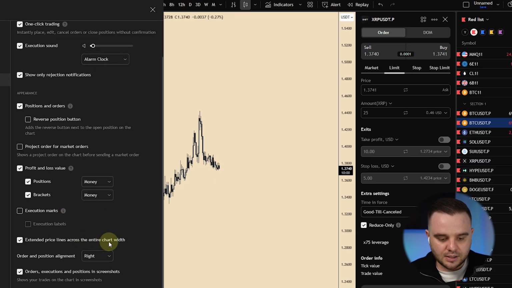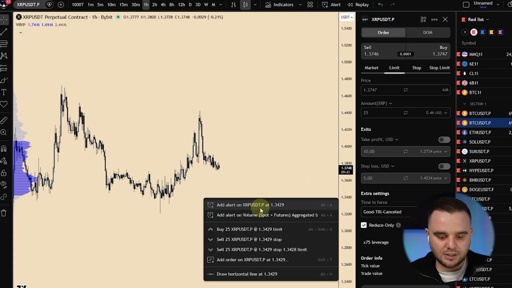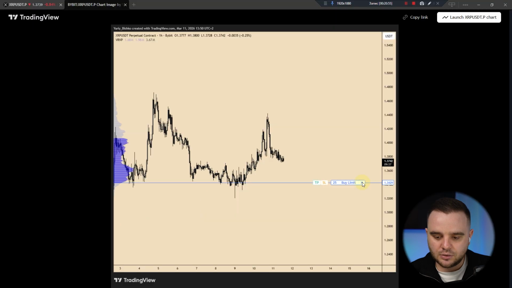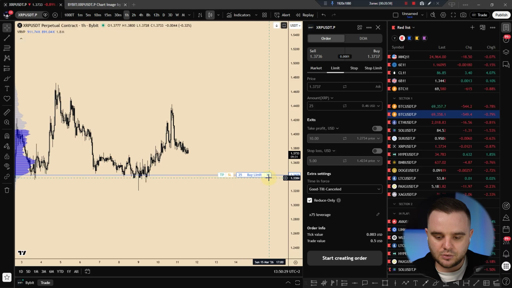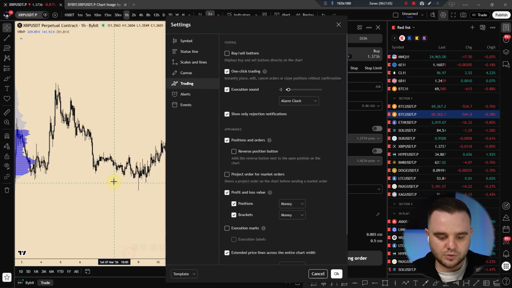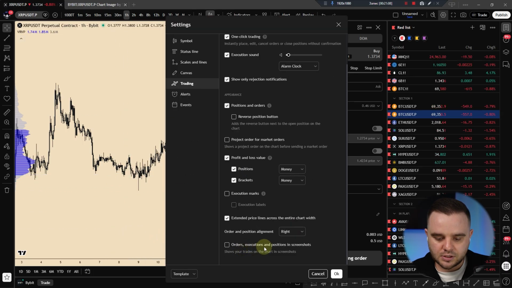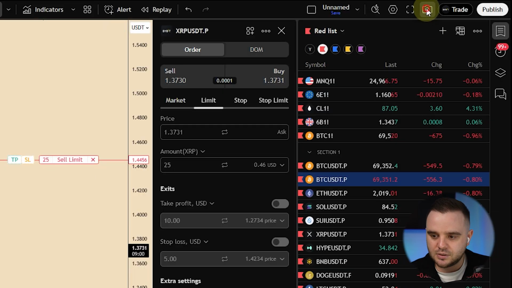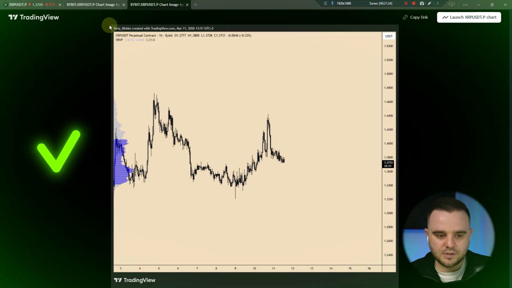Extend price lines across all charts, order execution and positions in screenshots. For example, you set up a limit order, create a screenshot, and you can see on the screenshot there is a limit order. But also what we can do, we go to settings, order execution position in screenshots. Sell limit, buy limit, and let's open it on a chart. As you can see, we see nothing.